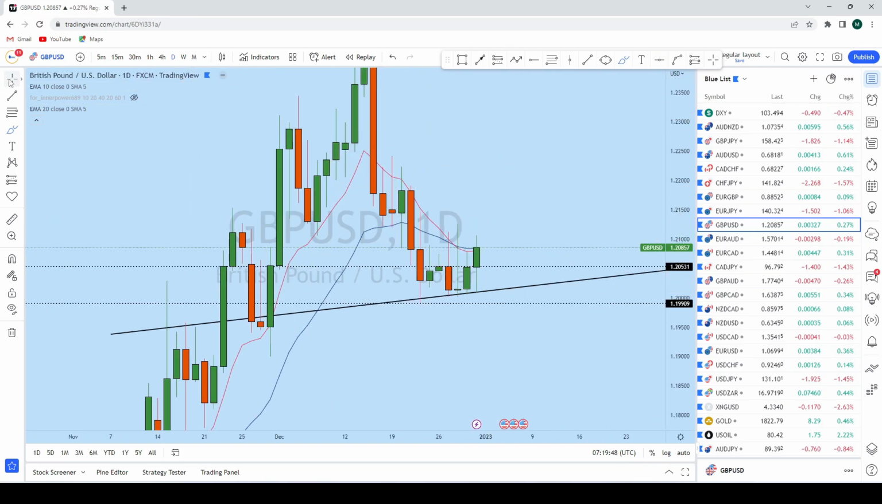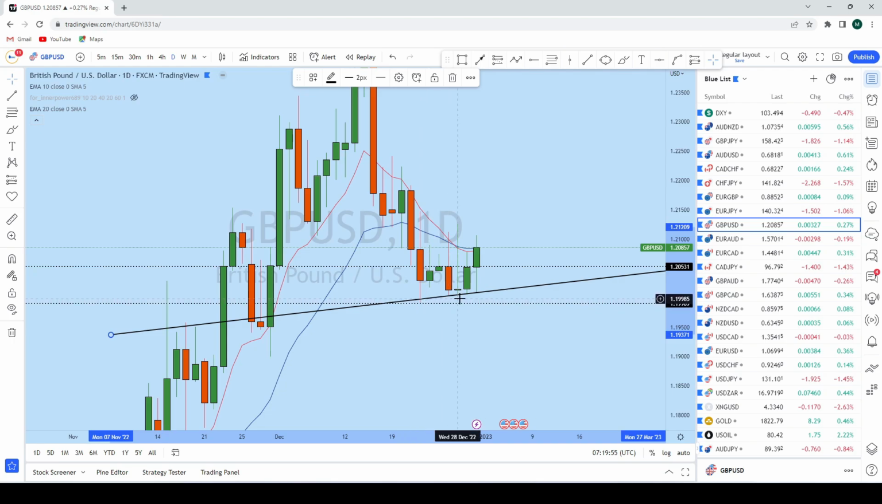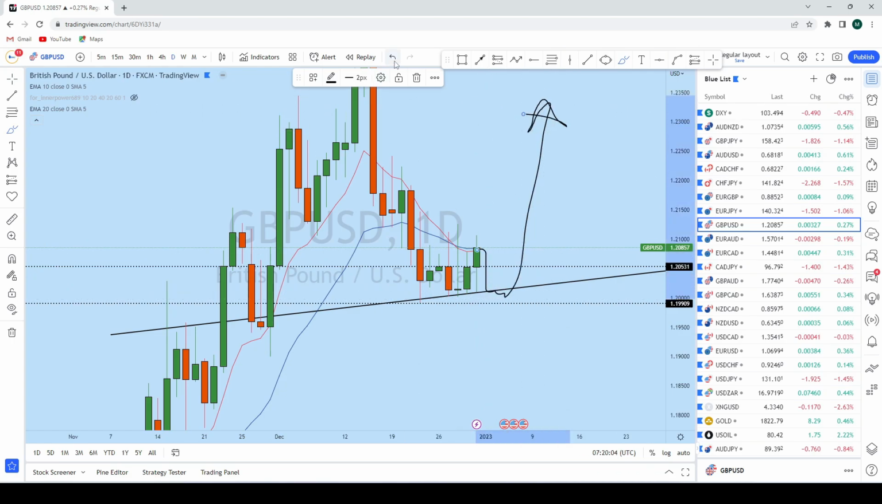As you can see, the price is respecting this newly created trend line. You can see this is the weekly support. Every day the price is creating a series of higher lows along this level. What I think is that in the new trading week, again the price will test this level or even create a false breakout and then rise up.